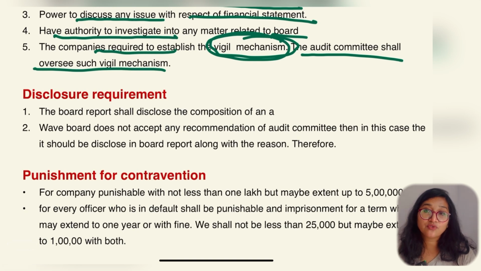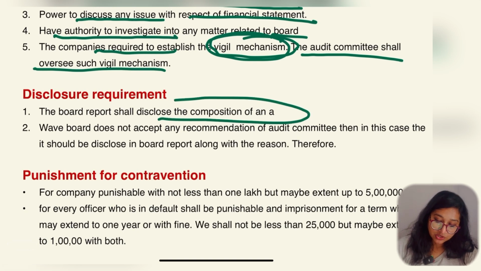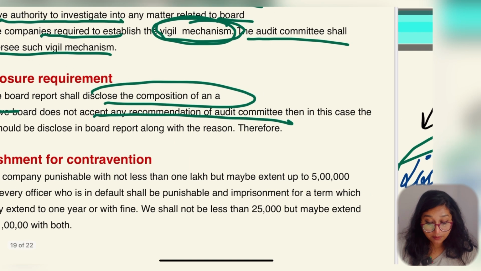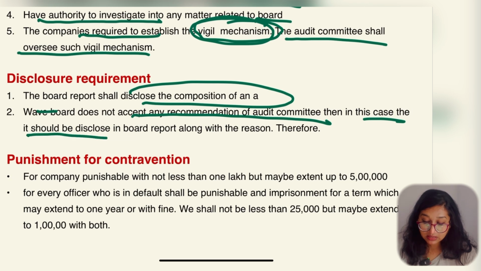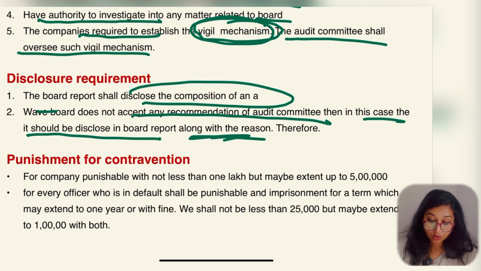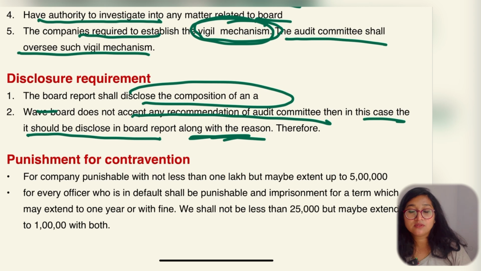What are the disclosures made by the audit committee? The board shall disclose the composition. Where the board does not accept any recommendation of the audit committee, in that case it should disclose this in the board report along with the reason. Sometimes what happens is the board of directors do not accept the recommendation made by the audit committee. In that case they have to give the board report, and their reason should be specified as to why they have not accepted the recommendation of the audit committee.